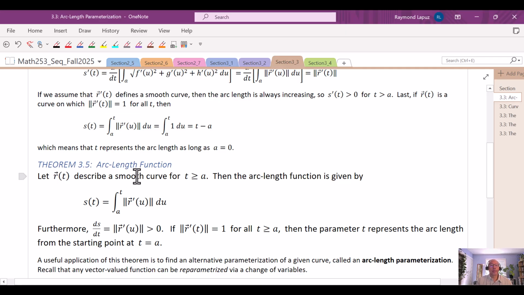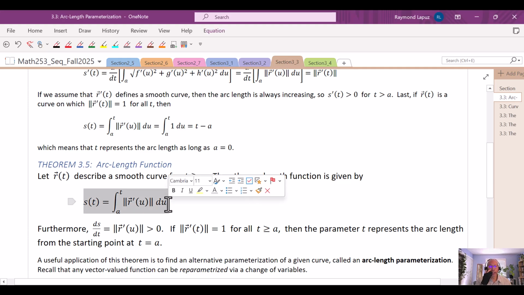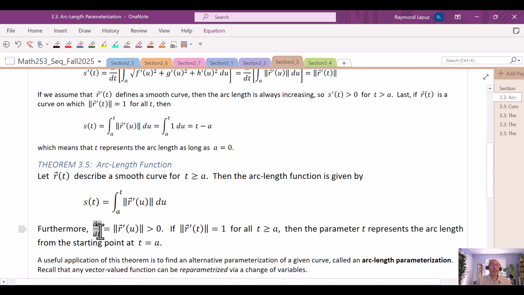Let r of t describe a smooth curve for t bigger than some value a, whatever the lower limit is. Then the arc length function is going to be given by this formula. S of t is equal to the integral from a to t of the magnitude of r prime of u du. And then further, the derivative of s is going to be just the magnitude of the derivative without the integral, and that's always going to be bigger than 0. And if the magnitude of r prime was actually equal to 1, then the parameter t itself represents the length that you're looking for.